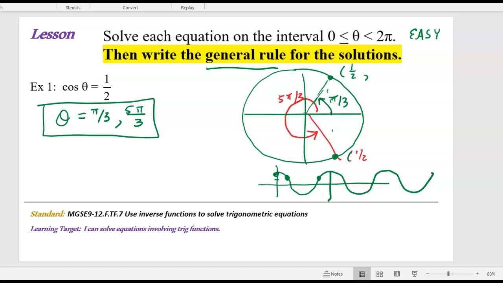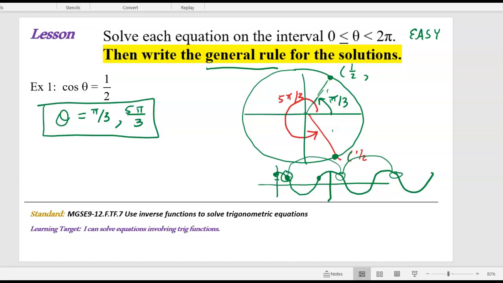Now, is that every single possible solution for theta? Of course not, because this curve goes on forever. We just found one of them. Where's the other one at the replication, right? So you need to take pi over 3 and add 2 pi to find the next one. And then add 2 pi again to find the next one.